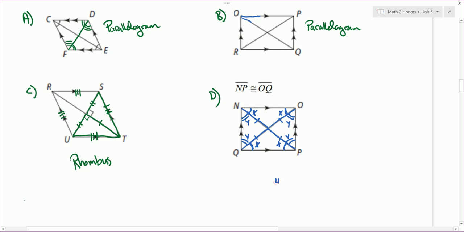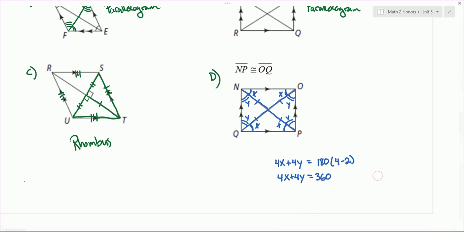So if I have 4x plus 4y, that's the total of all 4 angles. And we know that with any 4-sided shape, the sum of the interior angles is 180 times the number of sides minus 2, or 360 in this case. So 4x plus 4y is 360. I'm going to factor out a 4. I get 4 times x plus y is 360. Divide by 4 and you get x plus y is 90.